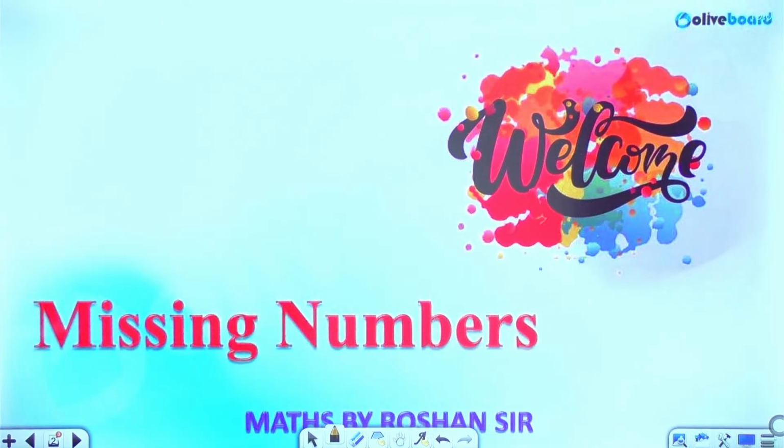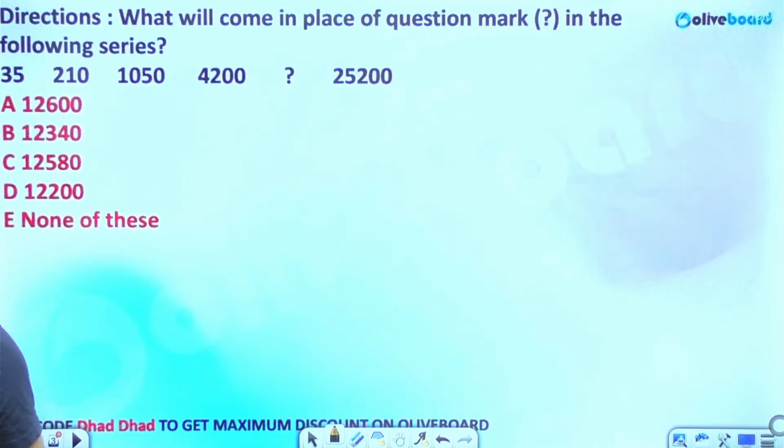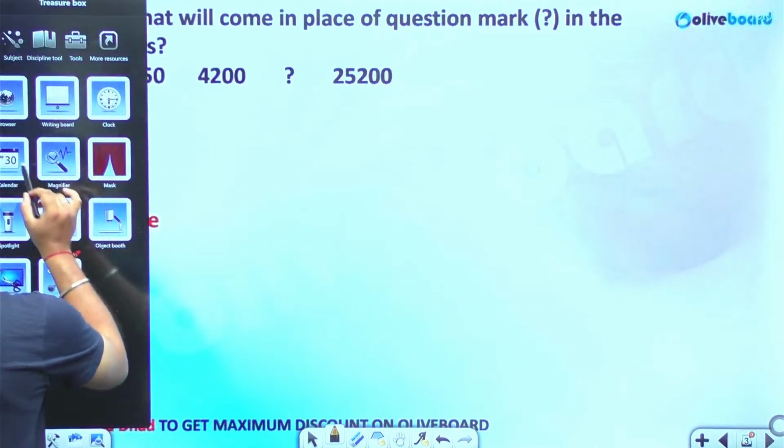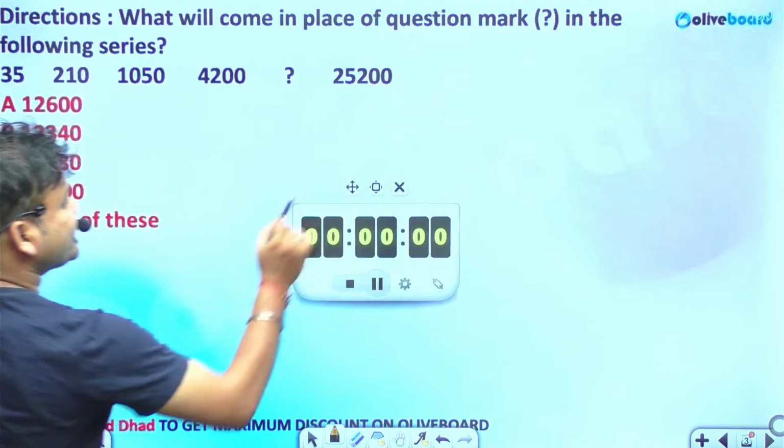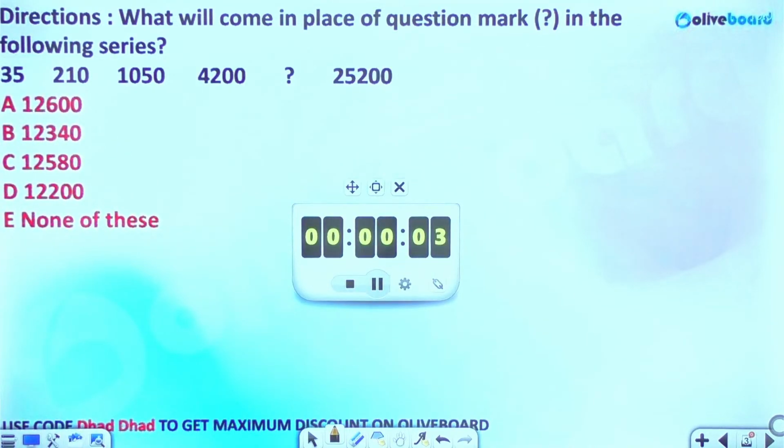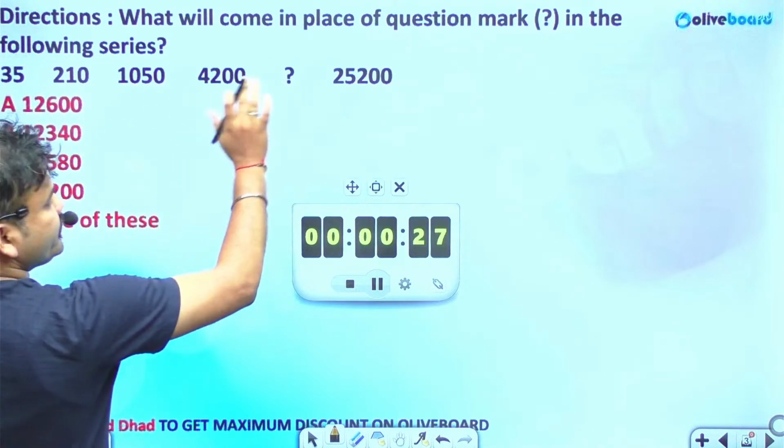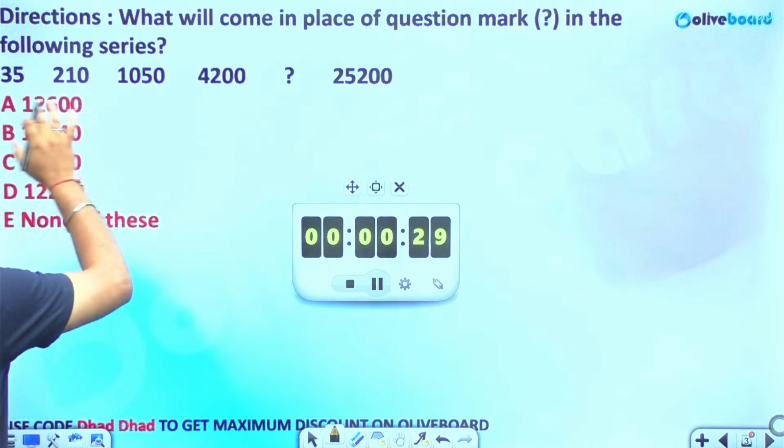Okay. For the very first question, I will be giving you a certain time for each and every question. I'm giving 40 seconds to crack this question. So this is the very first question. Let's do it. 35, 210, 1050, 4200. What we can say is all the numbers are multiples of 35 for sure.